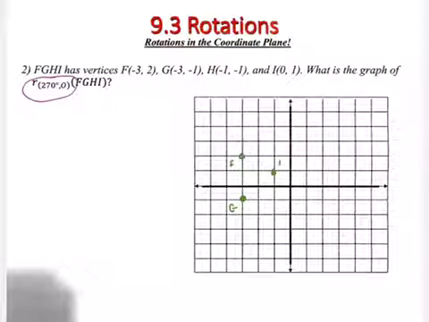Oh, negative 1, negative 1, oops. And there we go. And then 0, 1. So this is our shape. This is our pre-image.